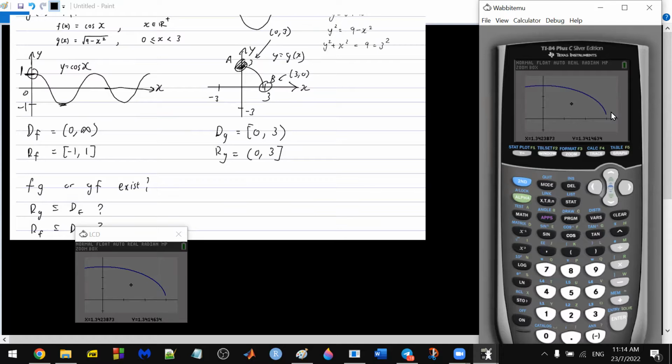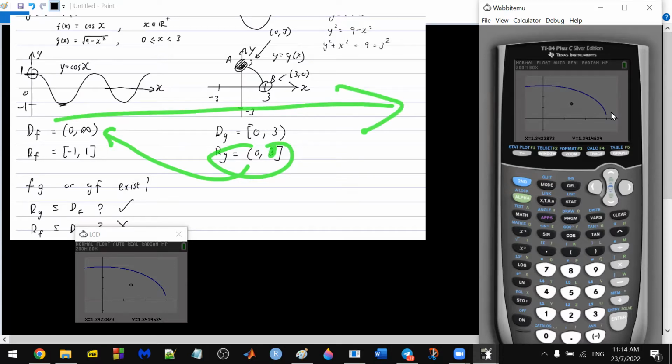Range of g is a subset of domain of f. Yes, then the other one is false. 0 to 3 is inside 0 to infinity. You don't even need to care whether it's exclude 3 or include 3. Both cases are still inside 0 to infinity. 0 to infinity goes all the way, while 0 to 3 only stops somewhere here. Okay, so that's why.